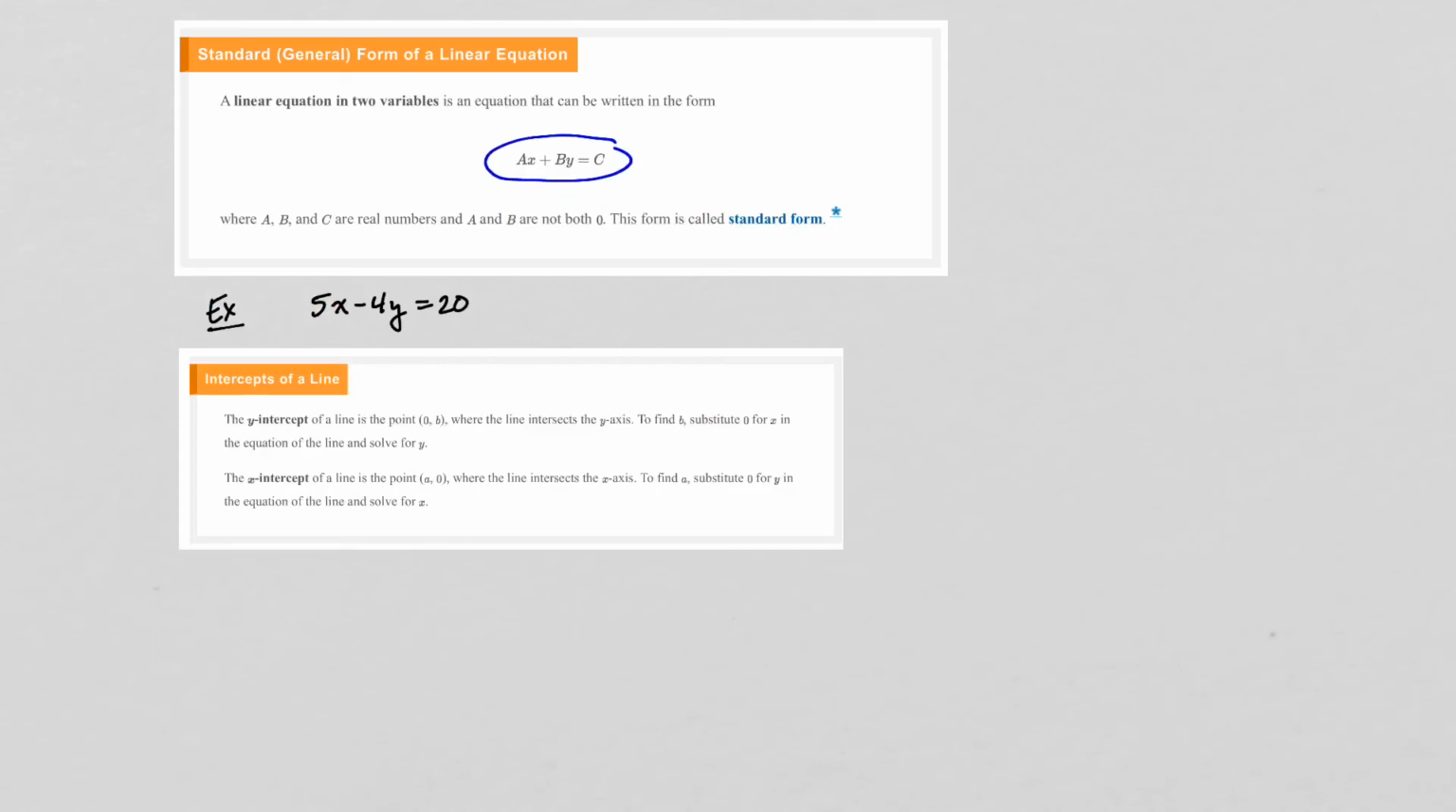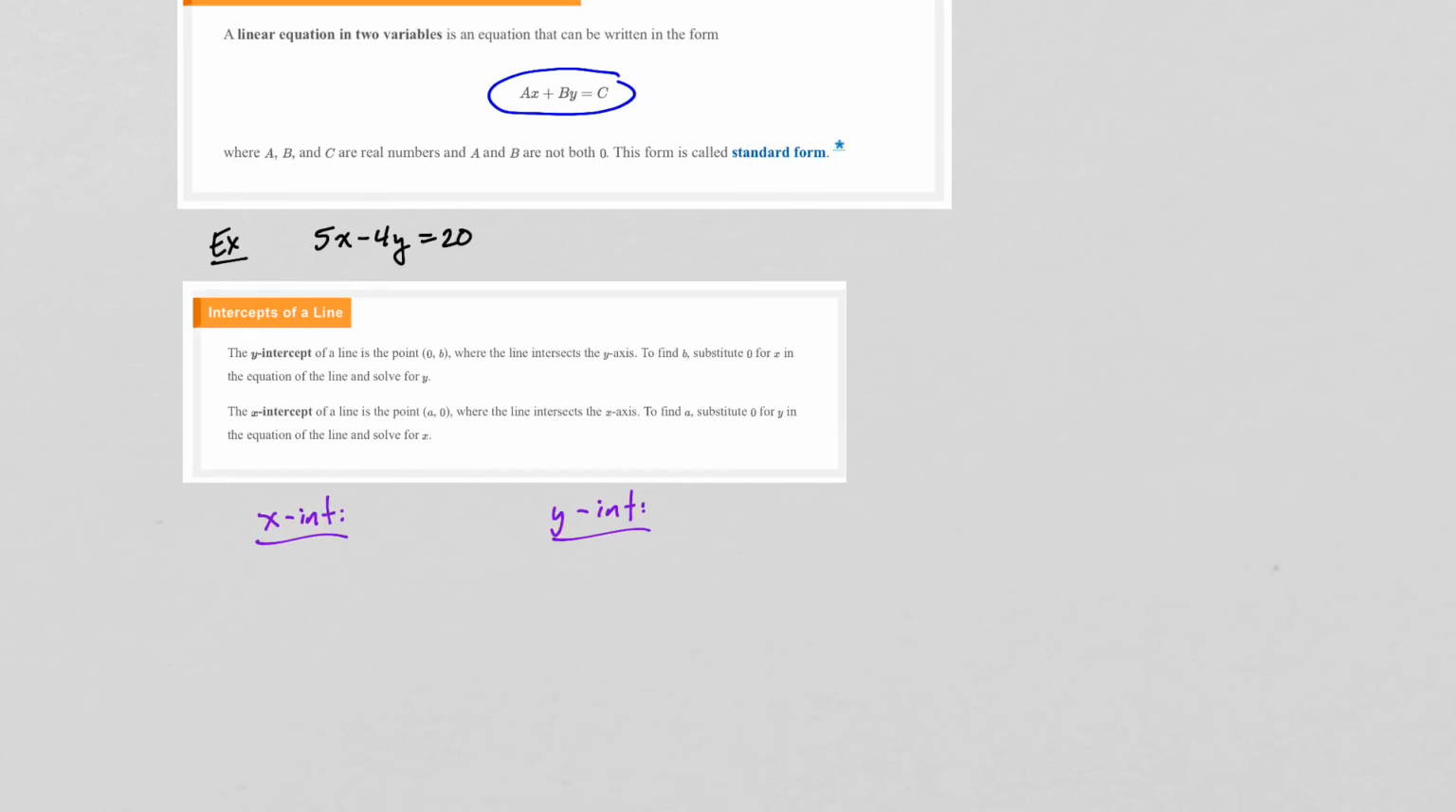And in fact, this is stated here. The y-intercept is the point (0, b). To find b, substitute 0 for x in the equation and then solve for y. And likewise for x. So if we use this equation as an example, let's go ahead and talk about how we would find the x-intercept of that equation and how we would find the y-intercept of that equation.